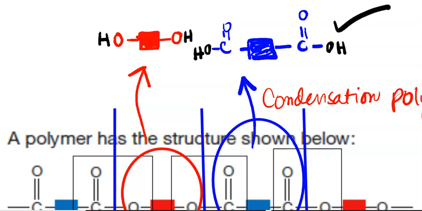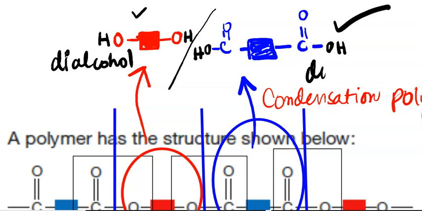So you identify this one is the first monomer, this one is the second monomer, or you just identify two monomers. This one is a di-alcohol and this one is a di-carboxylic acid. So you just identify the monomer units here. I hope you understand this part.